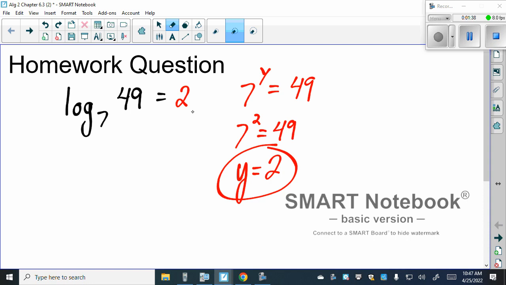Questions on this here? Any other questions on the homework? Pretty good with this?